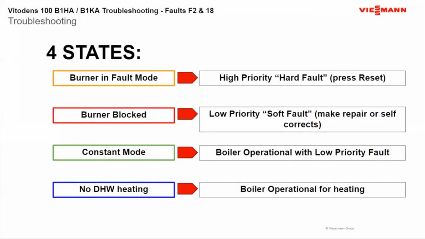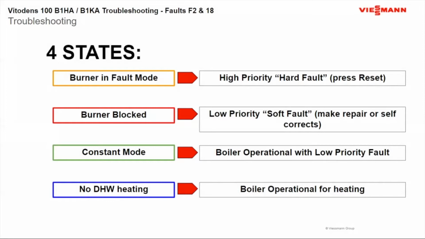Just to go over your low priority and your high priority faults with the hard lockout or soft lockout. Say you get a hard lockout, which would be something like an F4 fault, or the F2 fault that we have going on today would be a hard lockout. So that means you'll have that triangle on the screen, as well as the R will be illuminated, and you have to hit the reset button. Even after you make the repair, you still have to hit the reset button.